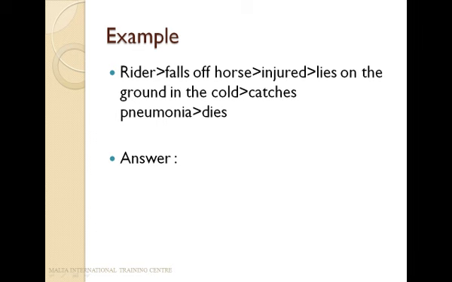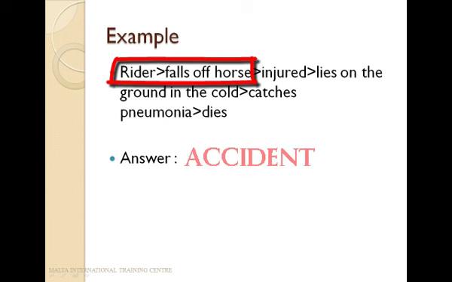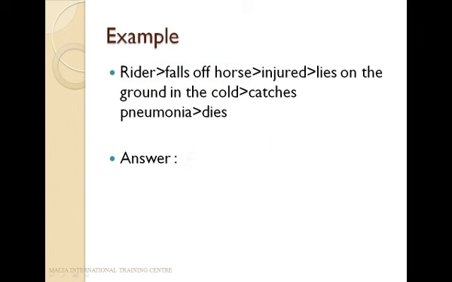Another example to demonstrate proximate cause is of a rider falling off a horse and injuring himself, lying on the ground in the cold, catching pneumonia and eventually dying. This is a case of proximate cause whereby the accident caused the death of the rider. However, it is not always the case where the proximate cause is the first cause.